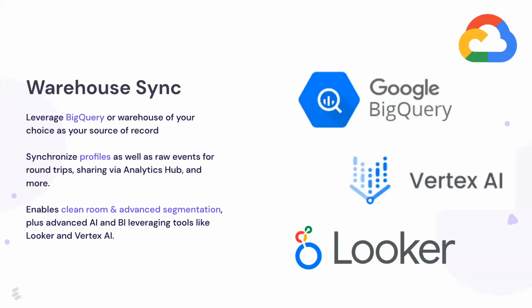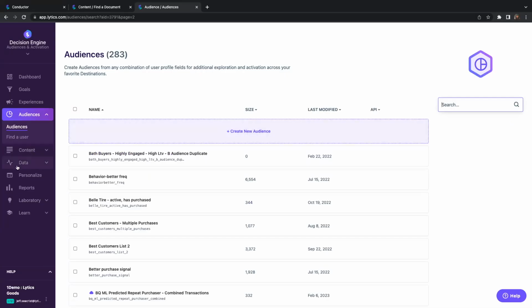But perhaps most valuably, Lytics takes all of this data and builds a BQ warehouse of events and profile data, enabling custom AI through Google Vertex, advanced BI through Looker, and secure data sharing through Analytics Hub. In addition to out-of-the-box ML-driven audiences that are included with Lytics, all of the data that you've collected and the profile enrichments that you've made can be used to build more advanced custom segments and audiences.